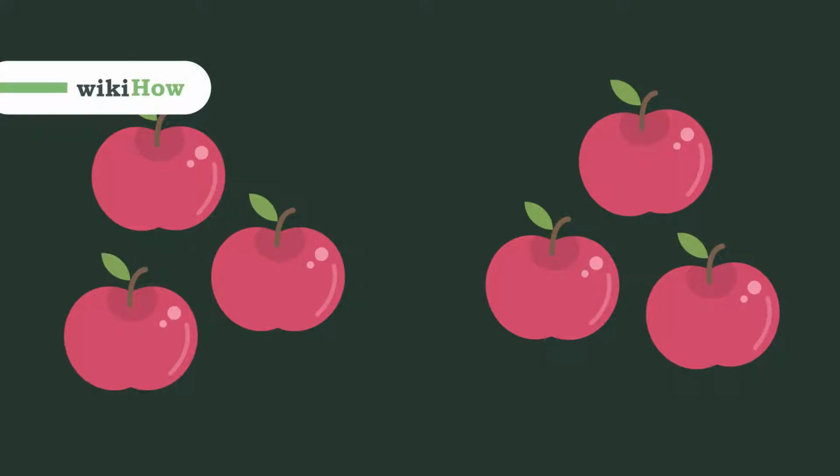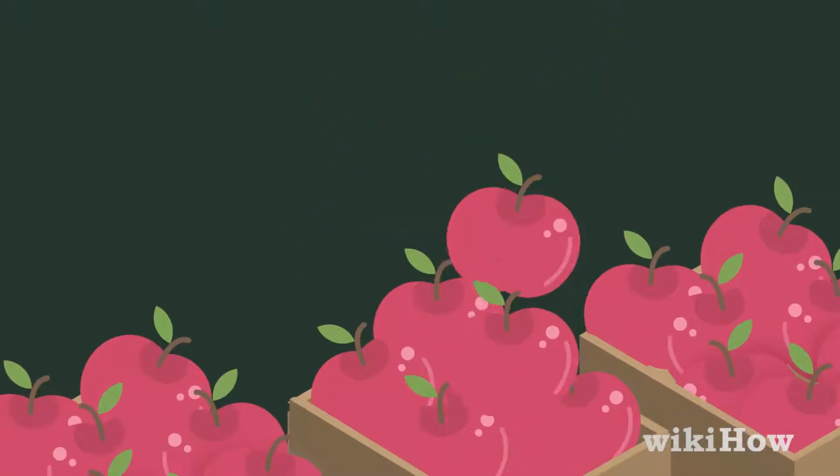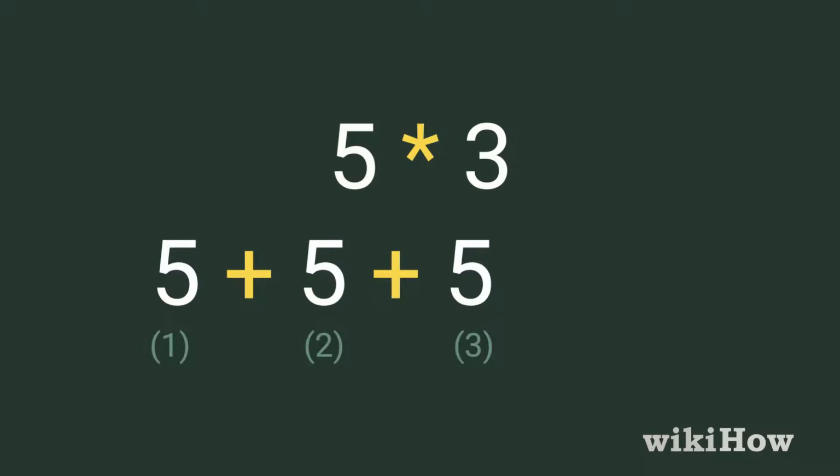If you want to learn to multiply, first keep in mind that multiplication is an advanced form of addition. For example, for 5 times 3, add 5 three times. 5 plus 5 plus 5 equals 15.